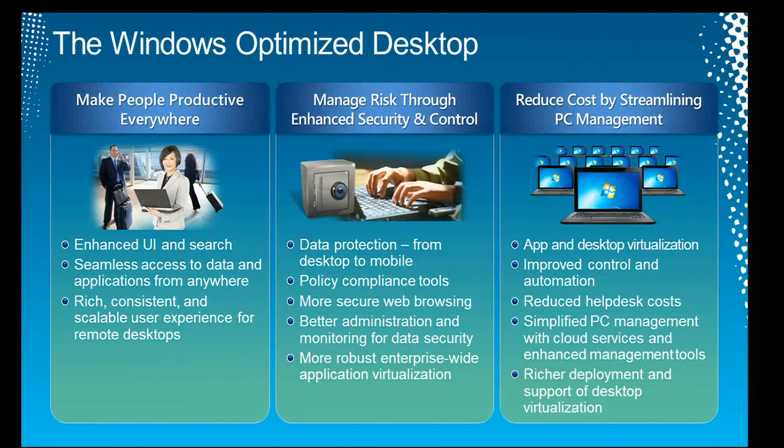So let's start out with the optimized desktop. We'll start out at 100,000 feet and we'll work our way down a little bit. So what is the optimized desktop? Or, as we just decided to rebrand it now, the flexible workspace. So, you know, gotta update my titles and slide decks. But the optimized desktop is really about making people productive wherever they are, about managing the risk, whether it's through security, whether it's through control, and by reducing PC costs by streamlining the management. These are really the three top pillars that we're after and that we're going for.